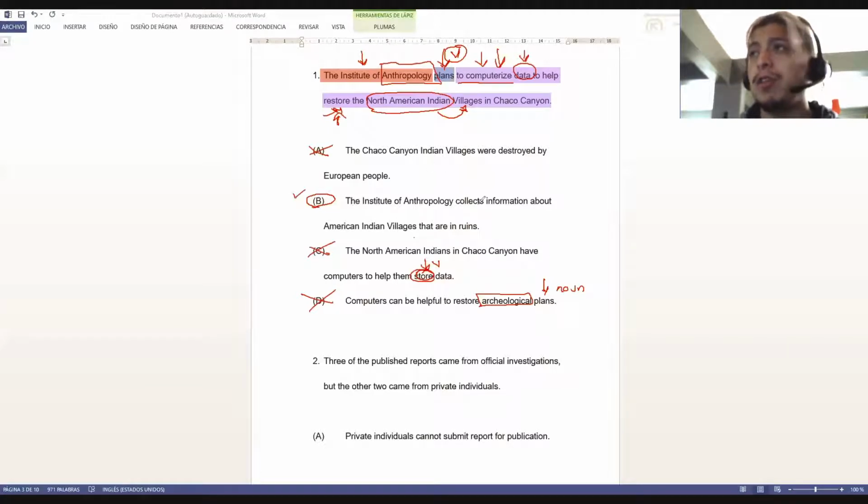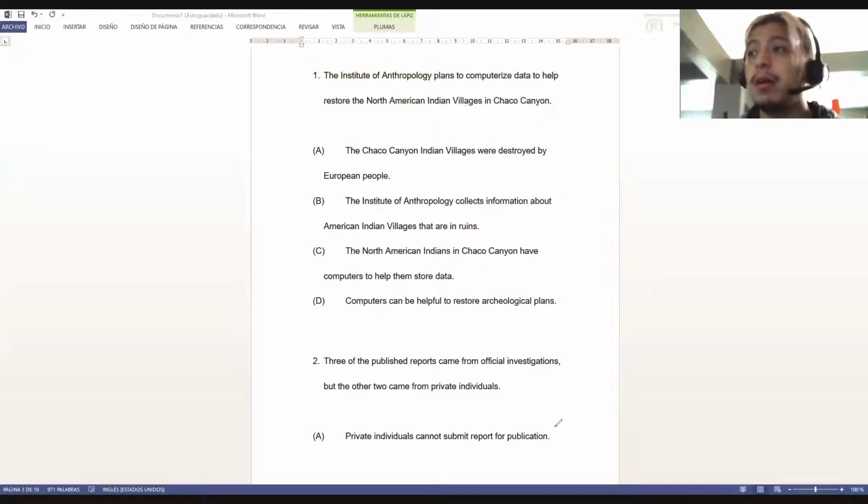So this can be inferred. The Institute of Anthropology collects information about American Indian villages is something that you can guess from here. It's not specified, it's not physically written here, but just taking into account this information from here to here, we can get to that conclusion, okay? Getting to that conclusion means that we can infer. Yeah, that is inferring.